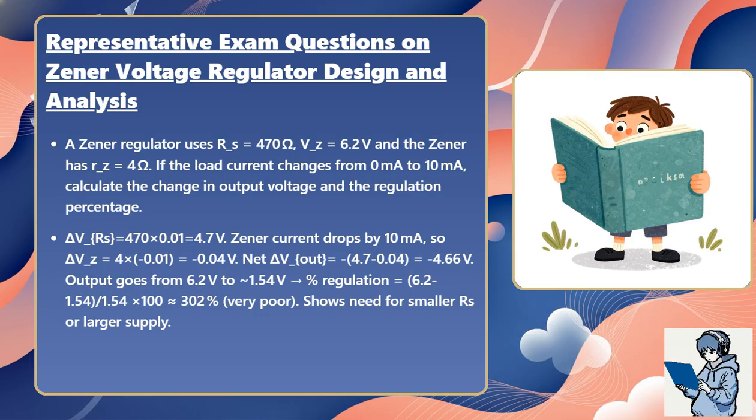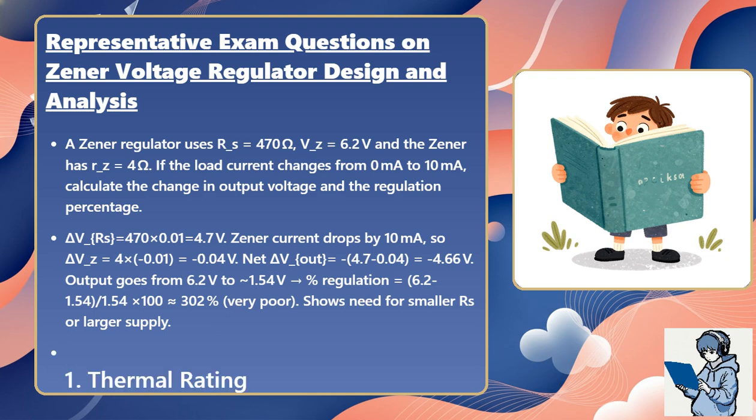Percentage regulation equals open parenthesis 6.2 minus 1.54 close parenthesis divided by 1.54 times 100, approximately 302%, which is very poor. This shows the need for a smaller series resistor or a larger supply.